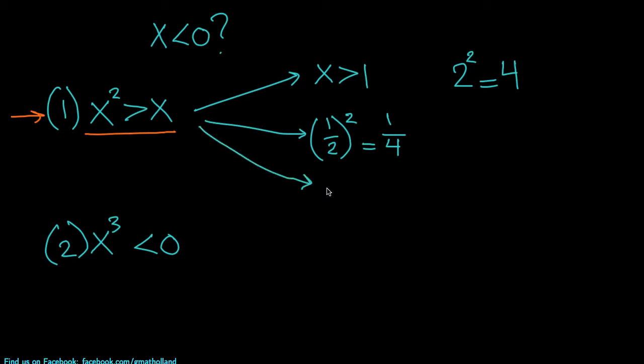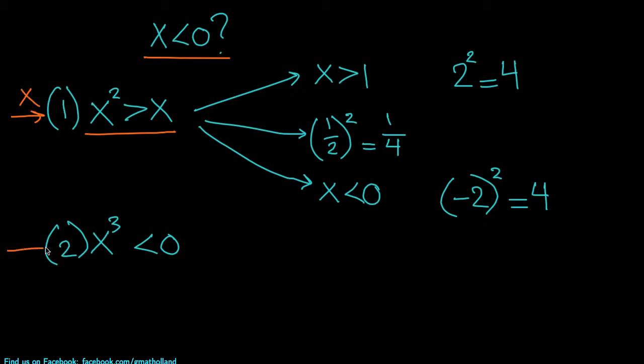However, x could also be smaller than 0, because then x is a negative number, for example -2, and negative numbers squared become positive, which is greater than the negative number. So this first piece of information basically tells you that x is either greater than 1 or it's smaller than 0. So you don't have enough information to answer this question. Therefore, not sufficient.